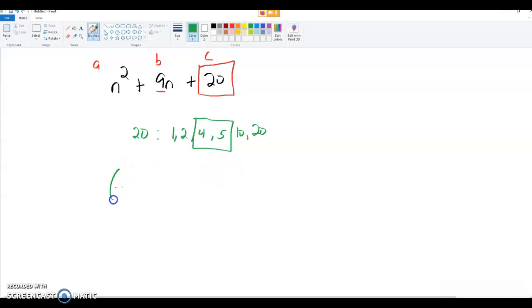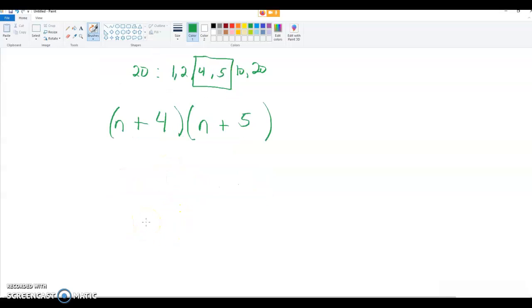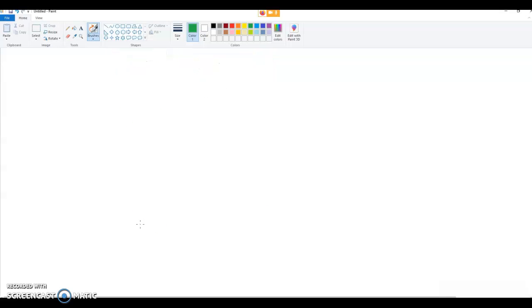So I'm going to draw two bubbles, and I'm going to put n in each of the first bubbles, because n times n gives us our n squared. Then we see that both are positive, so we're going to have positive and positive. And I know that 4 times 5 equals this 20, and it adds up to be 9, okay? So that is how we go about factoring this first trinomial. Let's look at another example problem, okay?